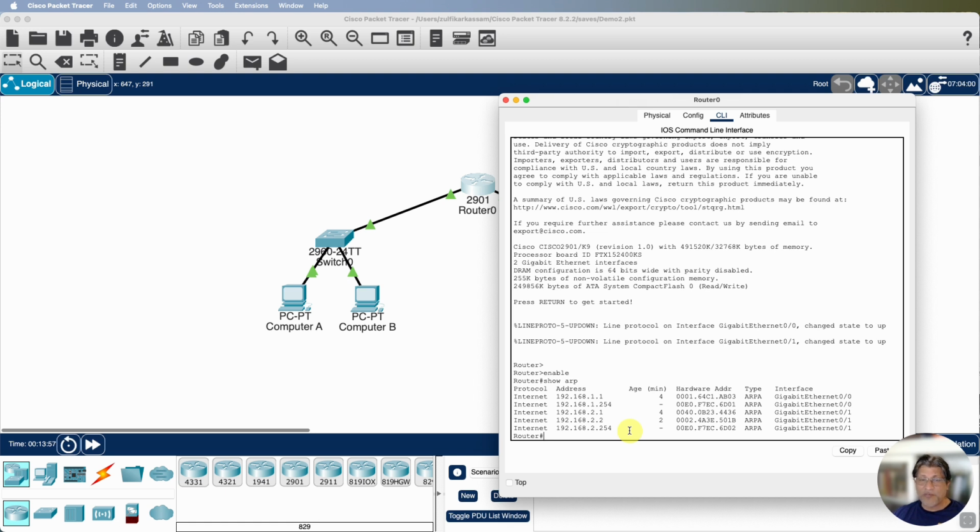Okay, this is ARP flooding. So that's something you probably don't want to see, obviously. So this is one great place to look.